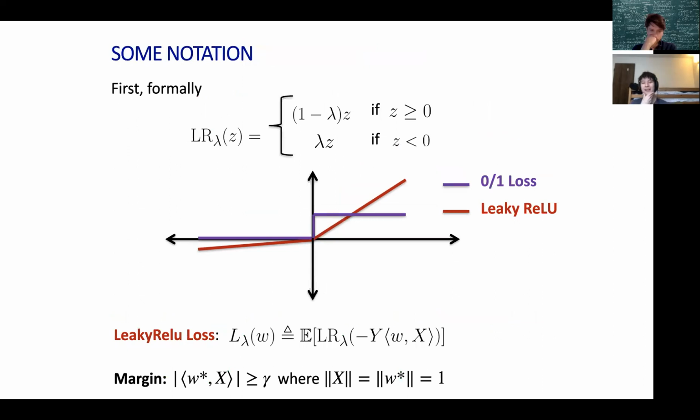Okay. First of all, let me tell you what leaky ReLU is exactly. It's exactly this expression: 1 minus lambda times z for z positive, lambda times z for z negative. It looks like that. I'm going to talk about the leaky ReLU loss. It's just the expectation of the leaky ReLU of negative y w dot x. And like I said, I'm going to just assume a margin. We're going to have polynomial dependence on 1 over gamma. This is useful in particular because the resulting algorithm is much simpler and more practical.